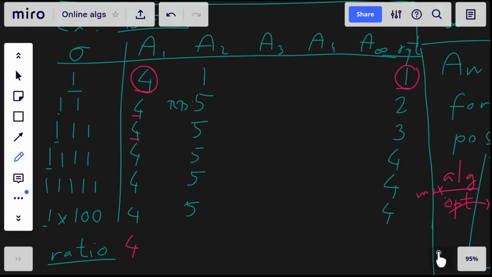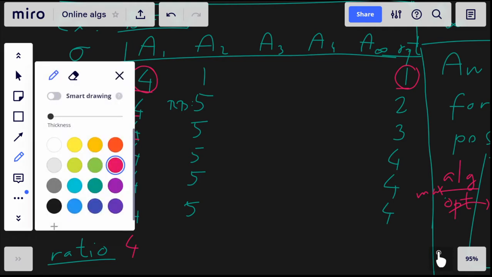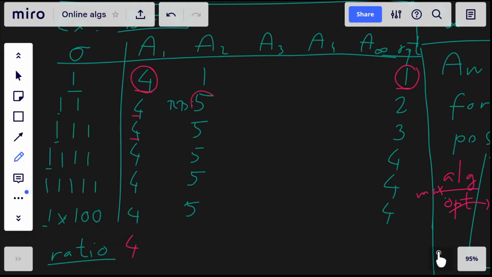Here, the worst possible ratio is on this row. 5 divided by 2 is 2.5. I prefer fractions. So that's the maximum ratio. It's 1/1, which is just 1, then 5/3, 5/4, and these are smaller than 5/2.